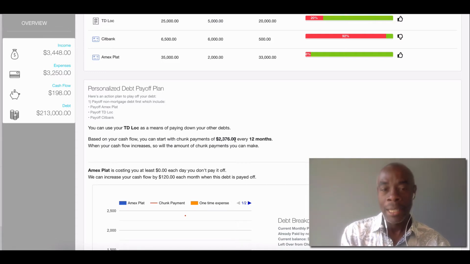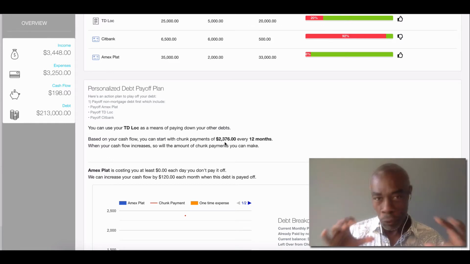Okay. Now you're going to do this every 12 months. You're going to chunk this amount right here. The question always is, well, aren't you just borrowing from your line of credit, paying off your Amex? Now you have a new debt on your line of credit. The answer is yes, you do. But you're going to use your cash flow, this $198, and you pay off this chunk.